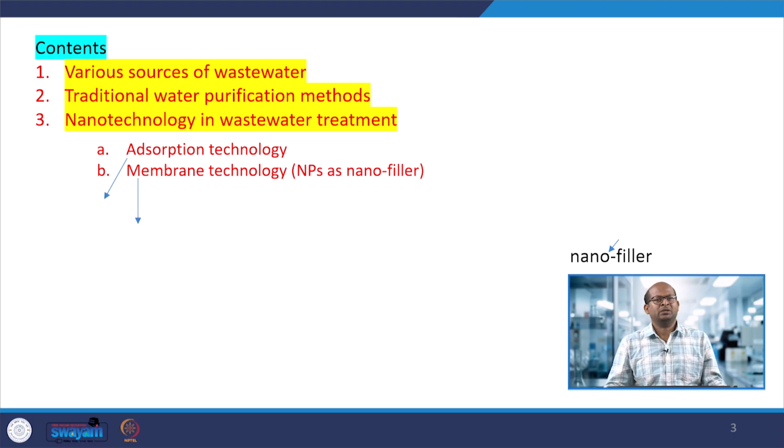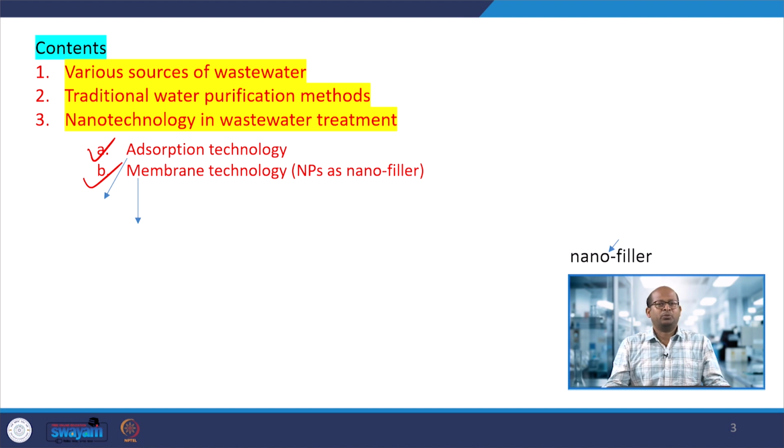So, in wastewater, nanotechnology means adsorption technology and membrane technology. Nanomaterials can adsorb pollutants or metal ions, and pathogens present in wastewater, which can be separated out from the wastewater to make it purified, good, potable drinking water. So, for that, adsorption technology is there. Through that, various metals in the form of metal ions can be separated out. So, that we will discuss, and then membrane based technology is there.